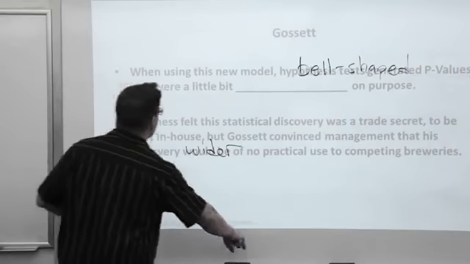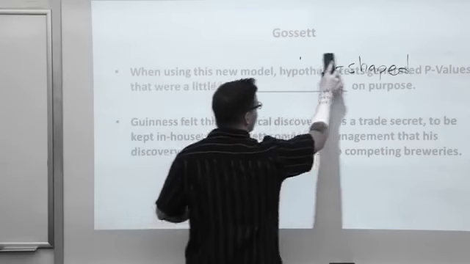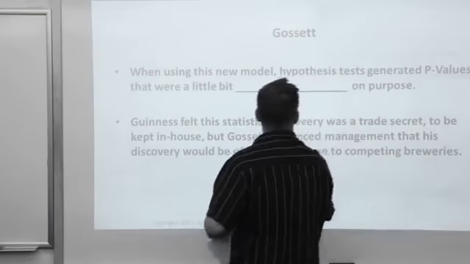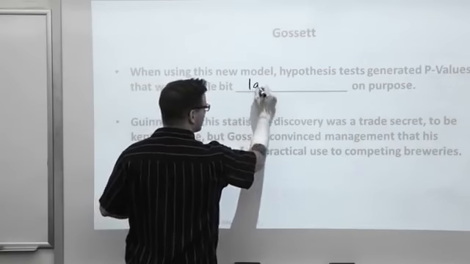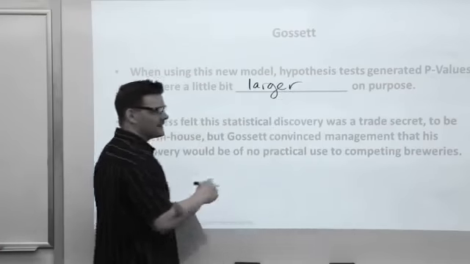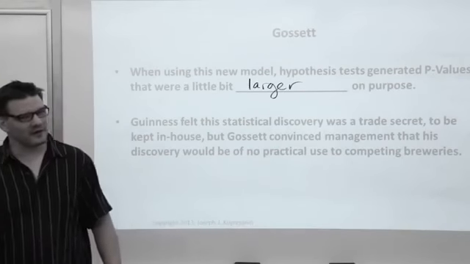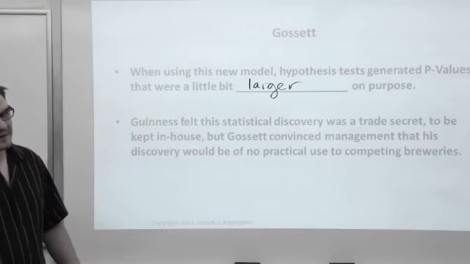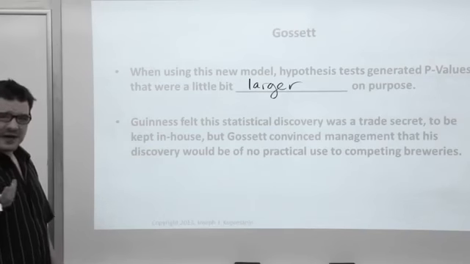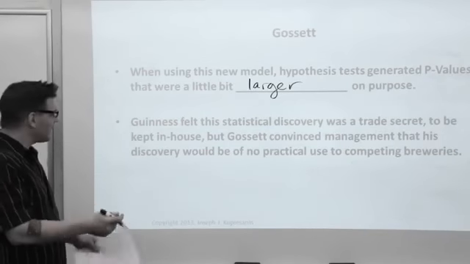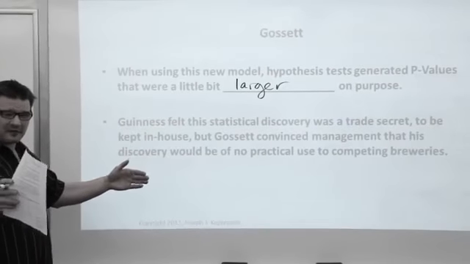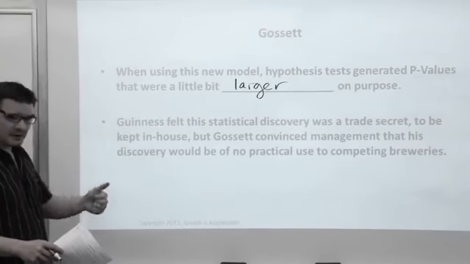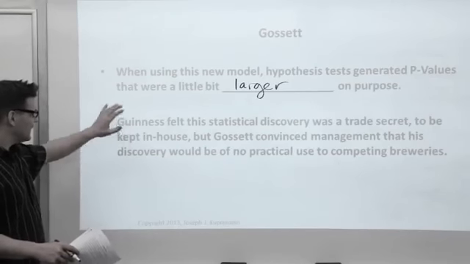Take that to hypothesis testing. When using this new model, hypothesis tests will generate p-values that are a little bit larger on purpose. If your p-values are a little bit larger, isn't it harder to reject the null? Isn't it harder to reject that beer and the beer goes out to market? So we're going to make our intervals a little bit wider on purpose. We're going to make our p-values a little bit larger on purpose.